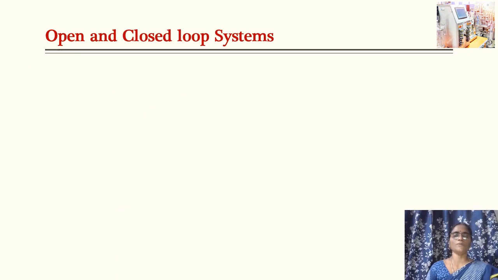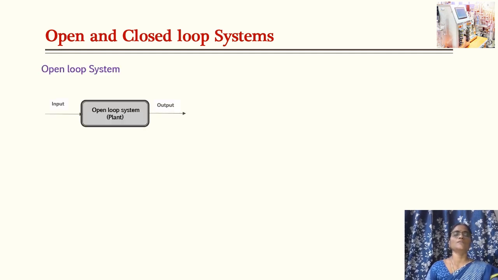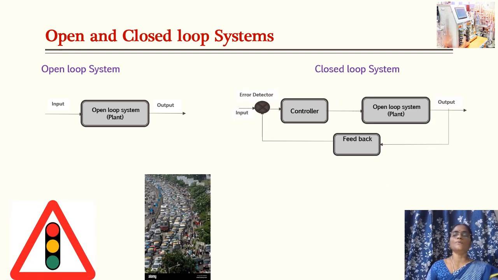Now let us see the difference between open and closed loop systems. In an open loop system, the input is given to the process, then the output appears. The output is not connected anywhere to the input. That system we call an open loop system. In a closed loop system, the output from the process is fed back as an input. Generally, the feedback is collected from the process, and that feedback is given as an input. That system we call a closed loop system.